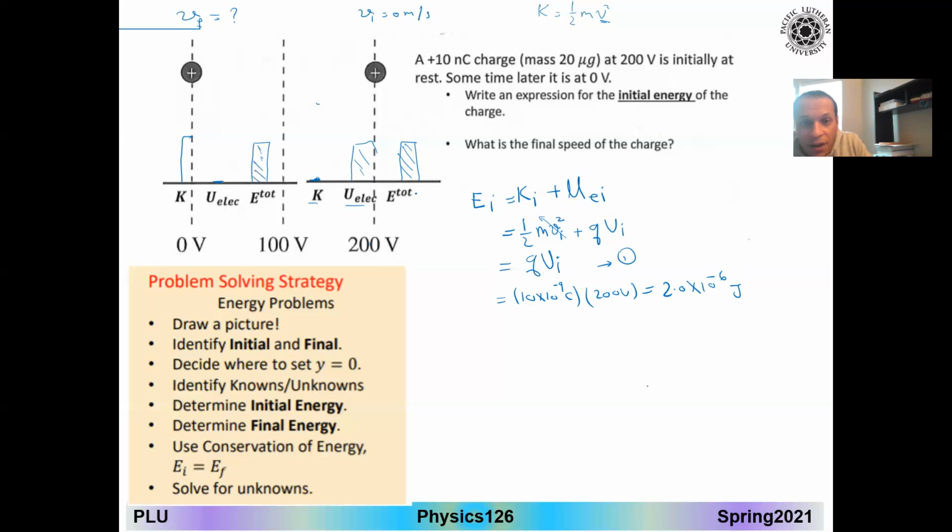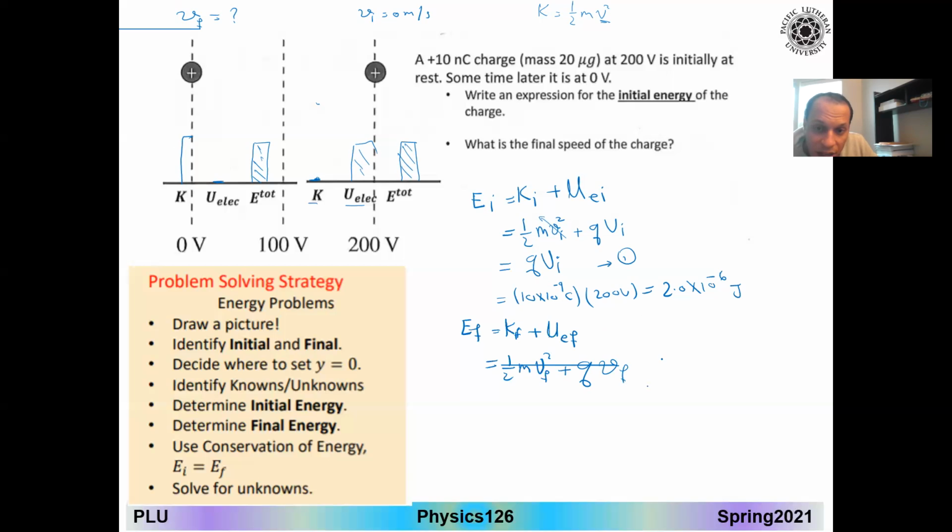Now, similarly, we're going to find the final energy, E final, equals K final plus U, the electrical potential final value, which depends on the electrical potential value at that location. What we have here is half m times v final squared, which I don't have yet, plus q times V final.